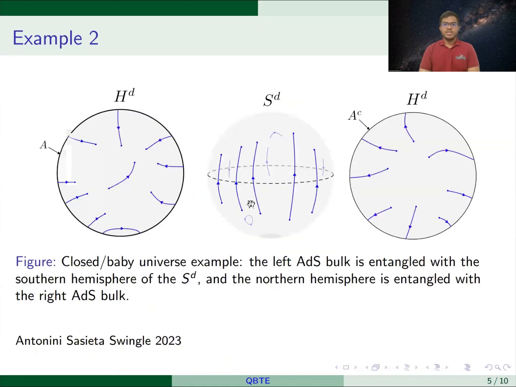Another example is a baby universe or a closed universe that is entangled with the two AdS spacetimes, and it has no boundary. Here, the left AdS bulk is entangled with the southern half of the closed universe. Threads are allowed to end in the left bulk because it has non-zero entropy, but they're also forced to reappear in the sphere's southern hemisphere because it purifies the left bulk. And also, the upper half of the closed universe is entangled with the right AdS spacetime. So they will again jump to the right AdS to end on the boundary.